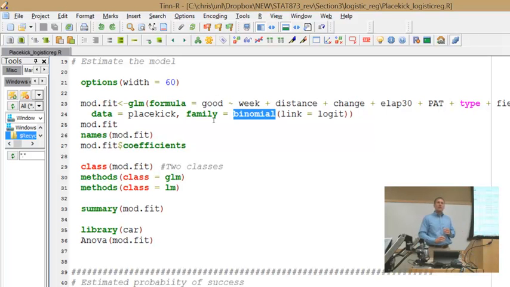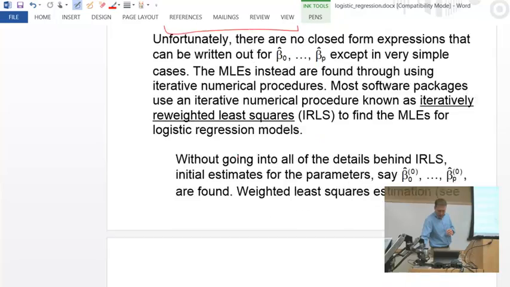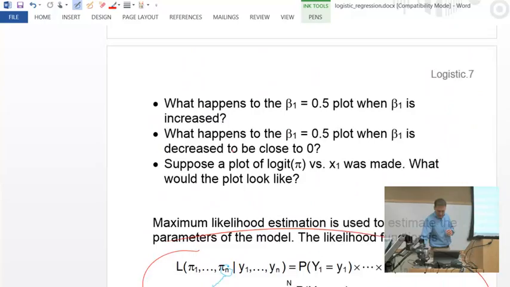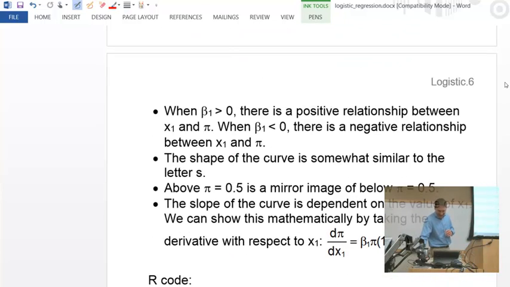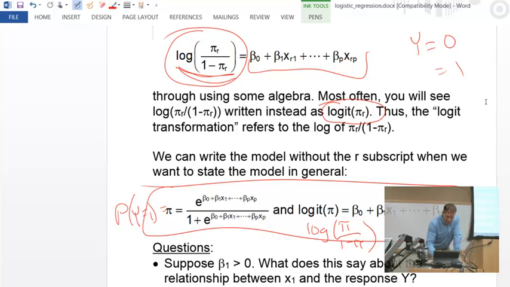And we specify, and the syntax is kind of weird here, first of all, binomial. Remember our response, y equals 0, y equals 1, is Bernoulli. So that's where the name binomial comes from. Bernoulli is a special case of a binomial. Then we have another argument in the parentheses here called link. Link equals logit. Where that comes from is probably fairly obvious. Let me go back to when we actually used that notation. There we go. What links pi to this linear combination of the betas with the x's? Well, this function is referred to as the logit function. So that's where link equals logit comes from.